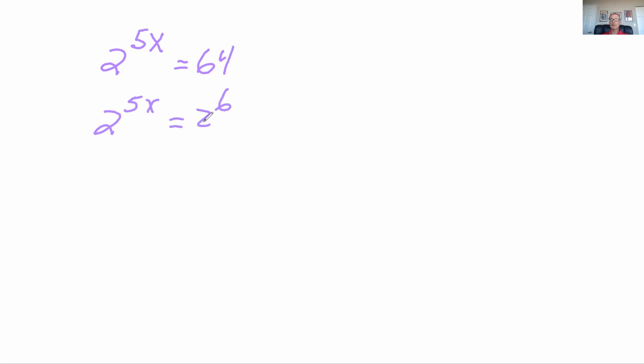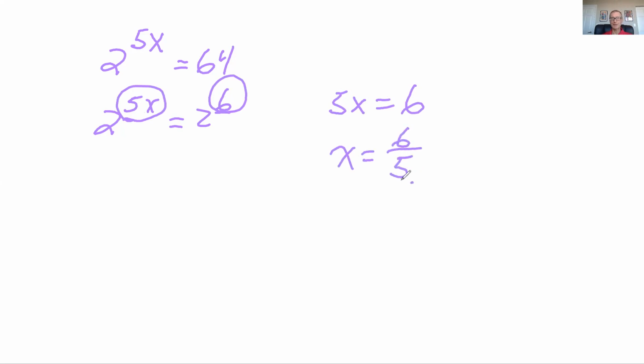And so now, since the bases are the same, 5x has to equal 6. So then we go back to our nice algebra that we're used to, divide each side by 5, and you'd see x equals 6 over 5. So you see, when you walk through these, you'll be able to do some of these types of calculations.